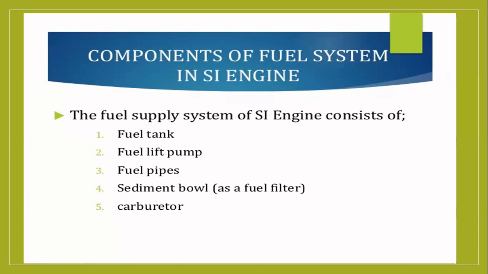So the sixth one we put is inlet manifold. One pipe is there from carburetor to cylinder, or carburetor to combustion chamber. We call it inlet manifold. The manifold is receiving the fuel mixture and sending it inside the cylinder. So this one is also there. These are the main components.